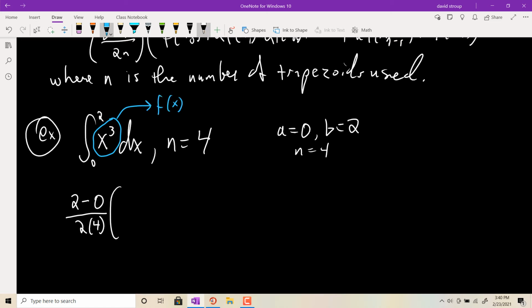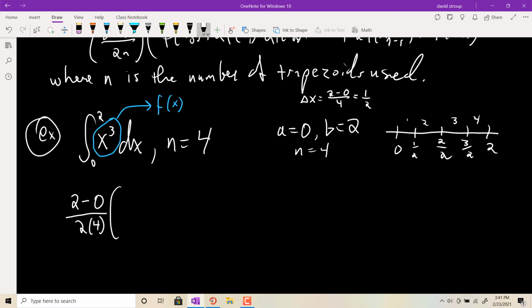And then what are we putting inside the f of x's? Well, you have to go to your number line if you need to and kind of partition it into 4 intervals, right? So you're starting at 0 and going to 2. Your change in x is b minus a all over n, so that's going to be 1/2. So you just move by 1/2. So 0 plus 1/2 is 1/2. And then you have 2 halves, and then you have 3 halves, and then you have 4 halves. Of course, that would be 1, 2, 3, 4 trapezoids you'll have.